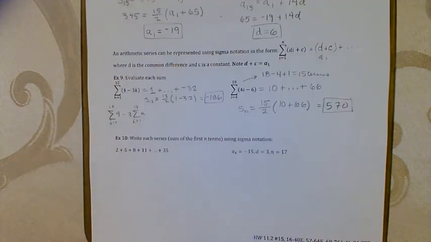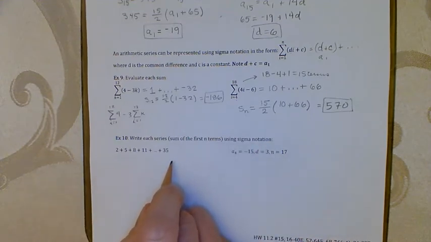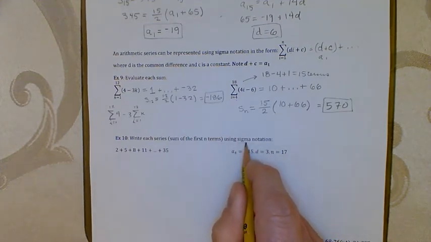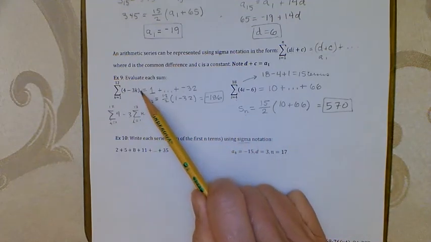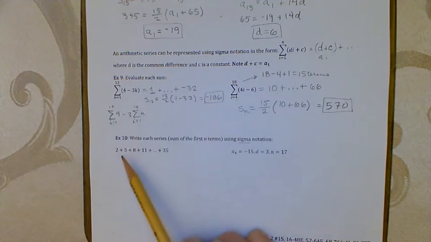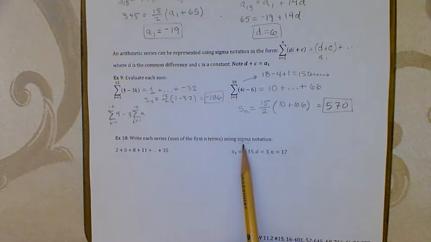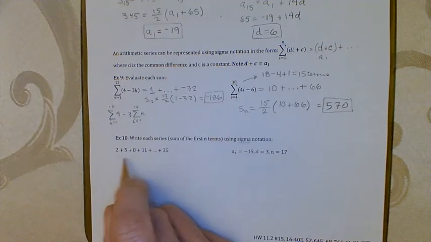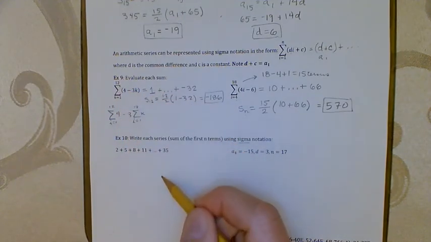Okay. So in example 10, they're asking us to write this series out using sigma notation. So we're sort of going in reverse. Here we started with sigma and we tried to find the sum. Here they're giving us the summation, and then we want to in turn write it using sigma notation. So we need to know how many terms we have, because that's going to help us determine this number up on top.